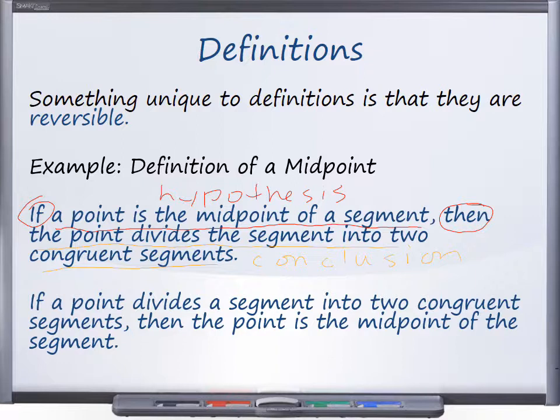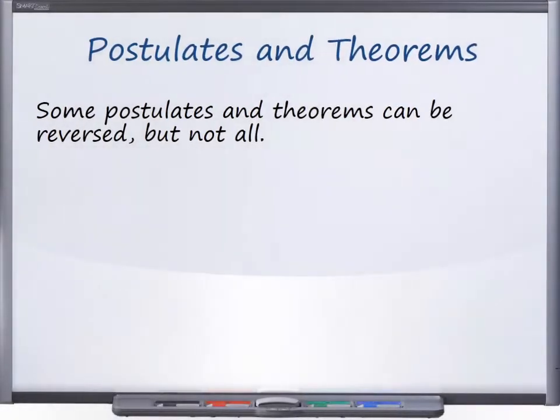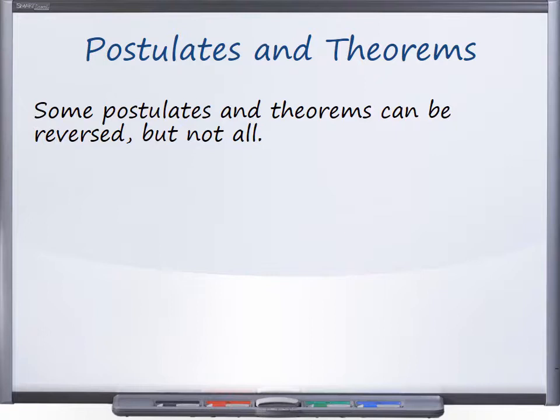So we can state with a definition, if a point divides a segment into two congruent segments, then the point is the midpoint of the segment. Notice, we took the conclusion and made it the hypothesis, and we took the original hypothesis and made it the conclusion. So a definition is something that is always reversible. That is not the case for postulates and theorems. While some postulates and theorems can be reversed, not all of them can be.